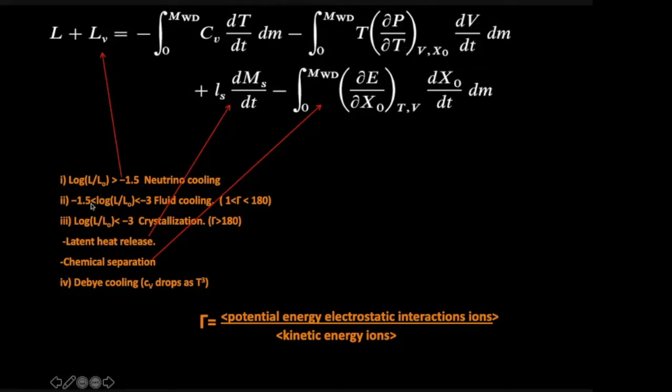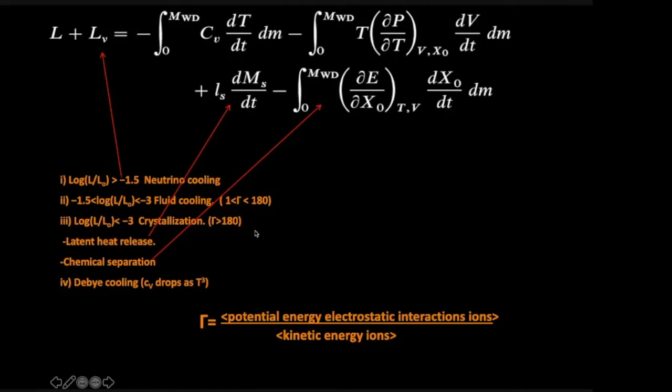Then in this luminosity range here, we have the first phase transition of the ions. The ions go from the state of gas to a liquid state. This transition happens when this Coulomb parameter gamma is about 1. The Coulomb parameter is essentially the ratio between the potential energy of the electrostatic interaction over the kinetic energy of the ions. So there is this phase in which the ions are in the liquid phase, and still the main contribution to the energy budget is their internal energy.